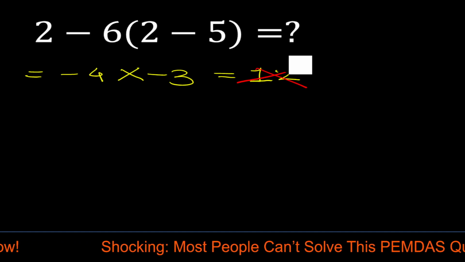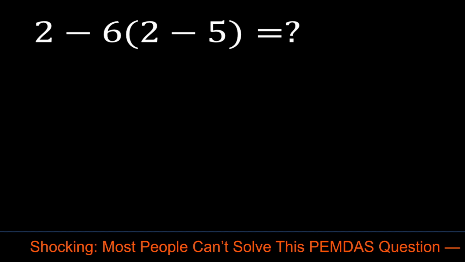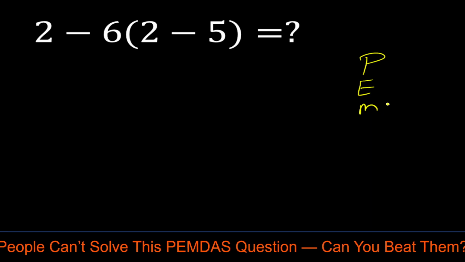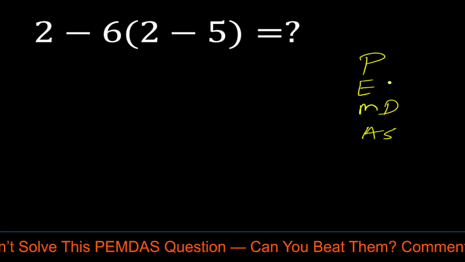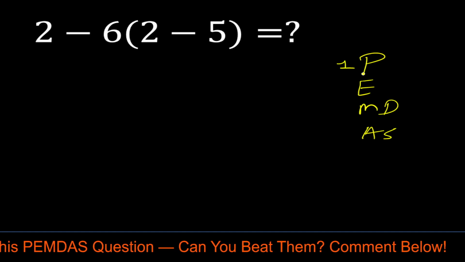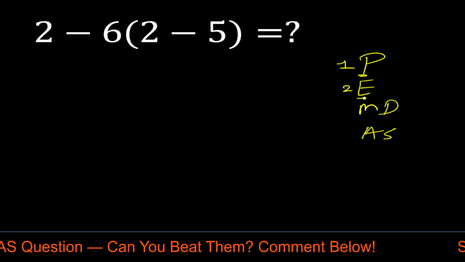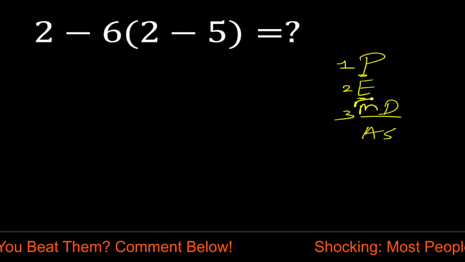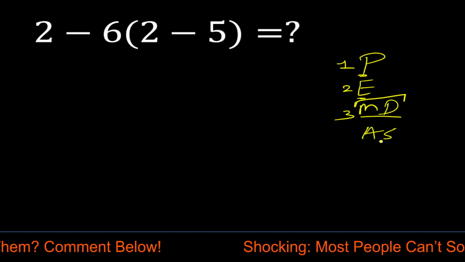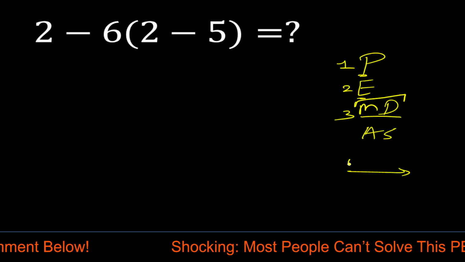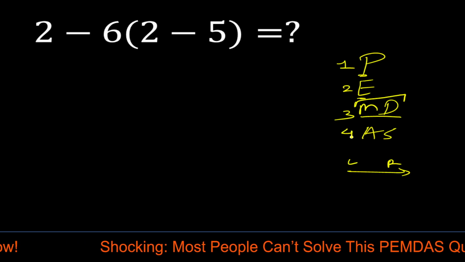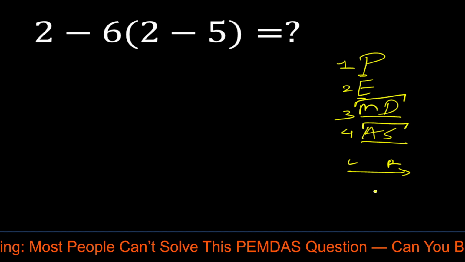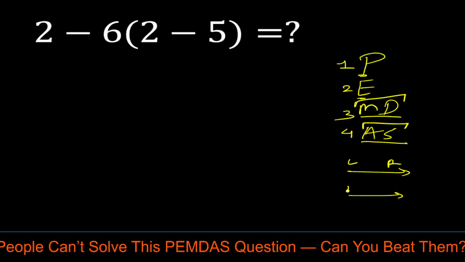So now let's solve this problem correctly by using the PEMDAS rule, right? So PEMDAS, P-E-M-D-A-S. According to the PEMDAS rule, first priority is parentheses, then second priority is exponents, then third priority is multiplication and division. Here multiplication and division both have equal priority, so we have to solve it from left to right. Then fourth and last priority is addition and subtraction. Also addition and subtraction both have equal priority, so we have to solve it from left to right.